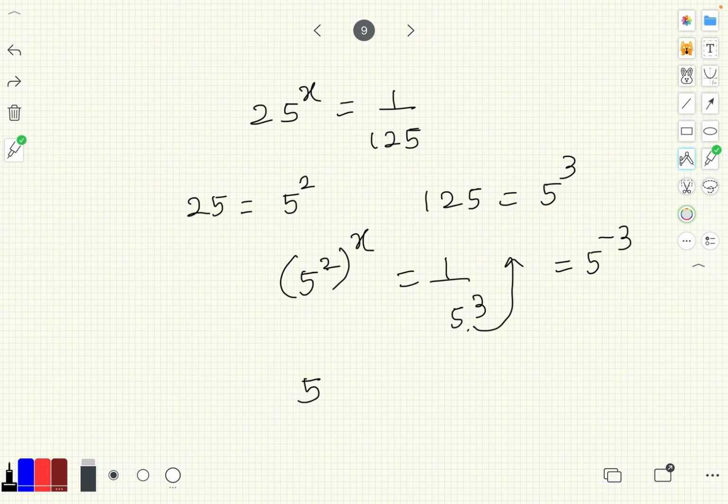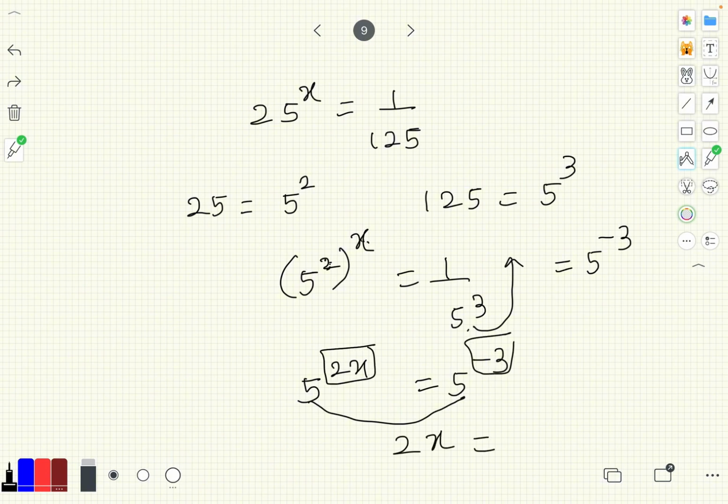So 5 to the power x, power to the power. So power to power, 2 times x is 2x, equals 5 to the minus 3. When the bases are equal, we equate the powers. 2x is equal to minus 3.